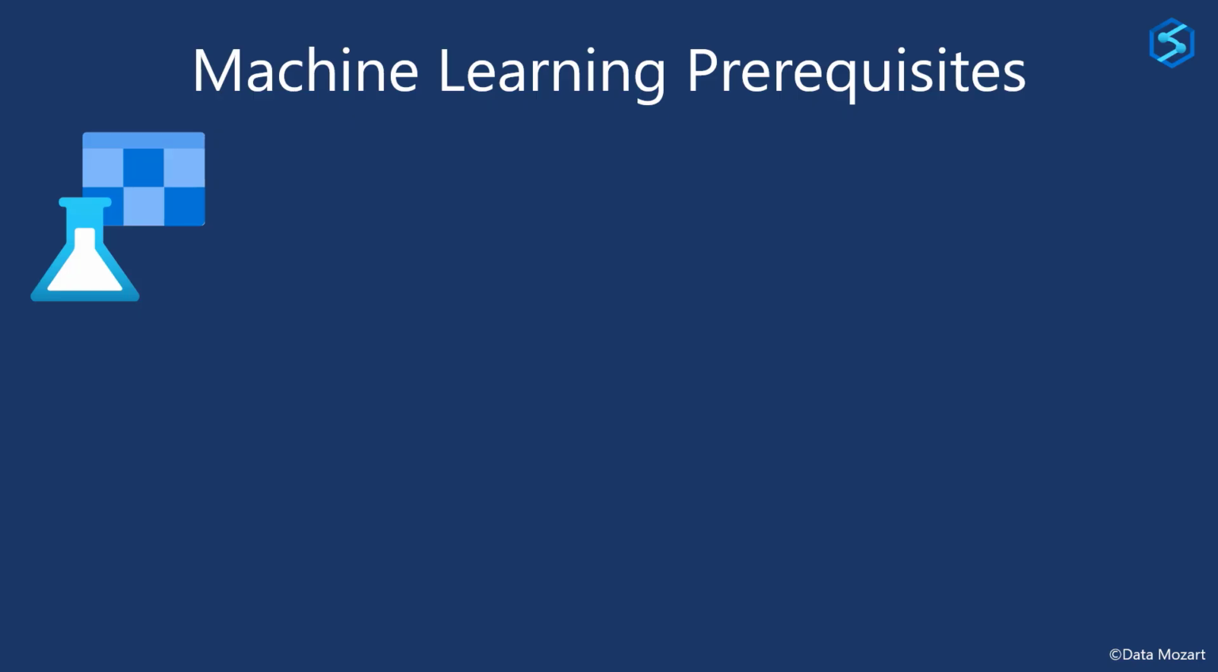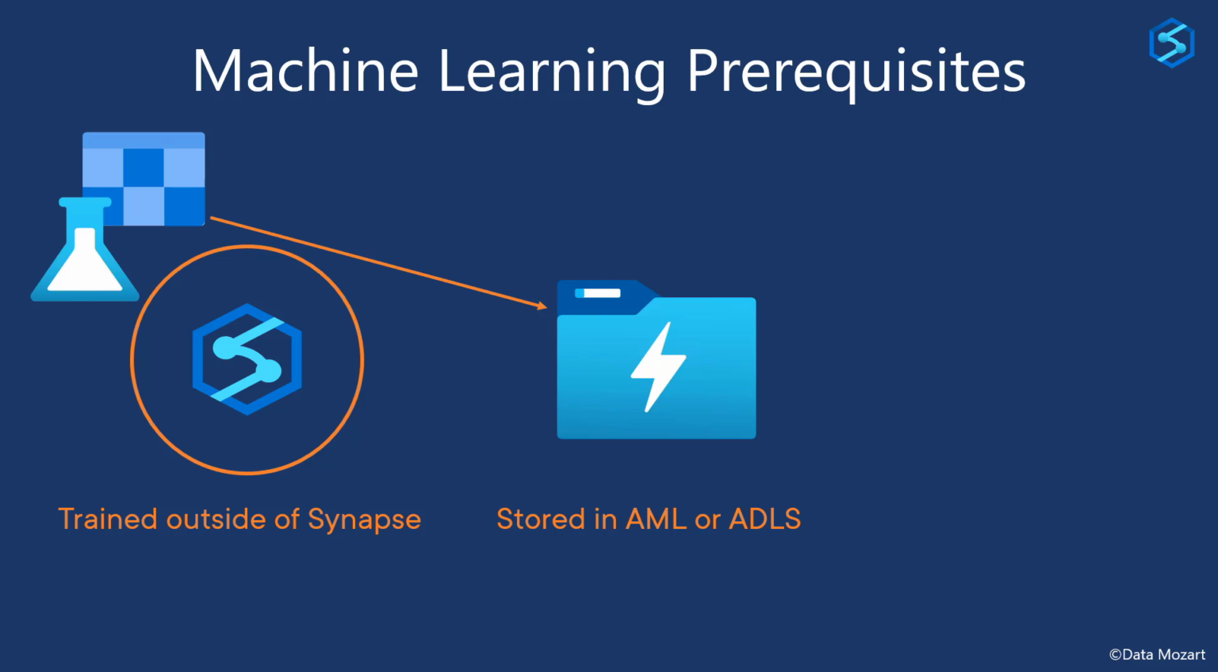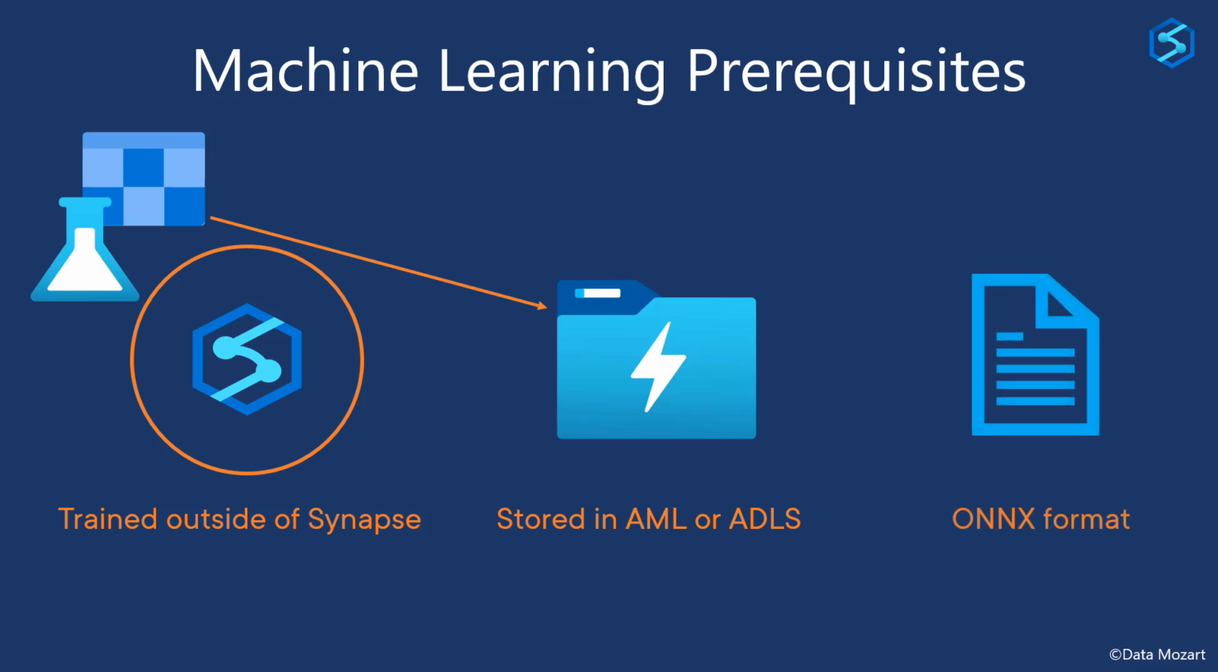Before I explain how to take advantage of the T-SQL PREDICT function for scoring machine learning models, let's first examine the prerequisites for handling machine learning tasks in Azure Synapse Analytics. First and most important, your machine learning model must be trained outside Synapse Analytics. Not only that, the model must be registered in either Azure Machine Learning or Azure Data Lake Storage Gen 2. Additionally, the model must be in an Open Neural Network Exchange or ONNX format.